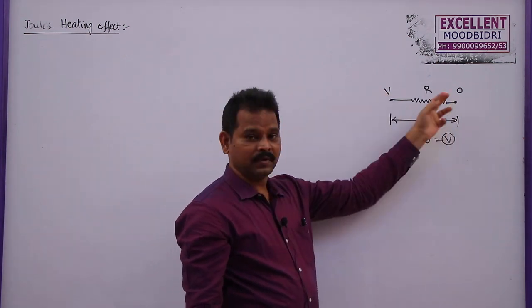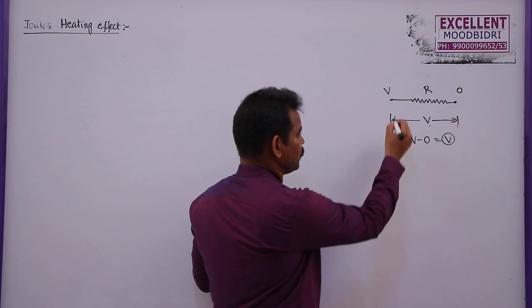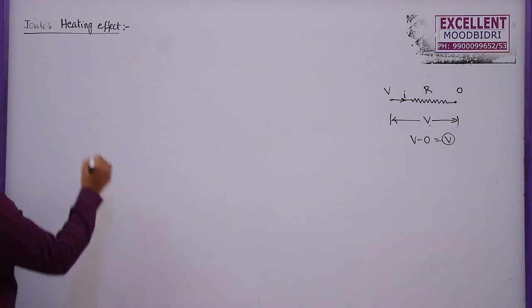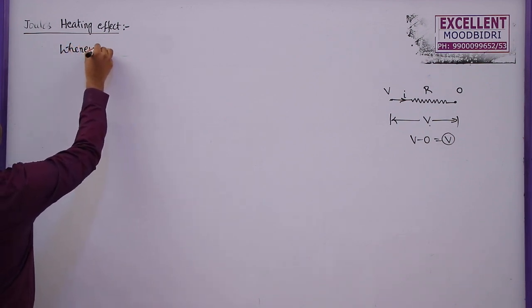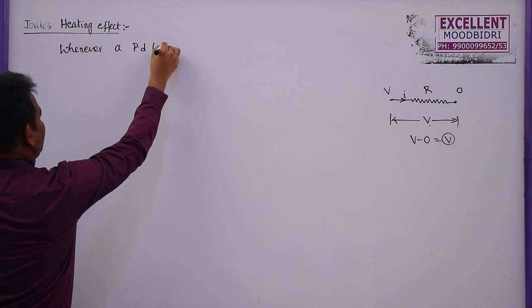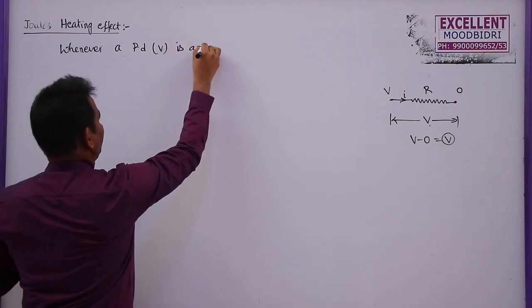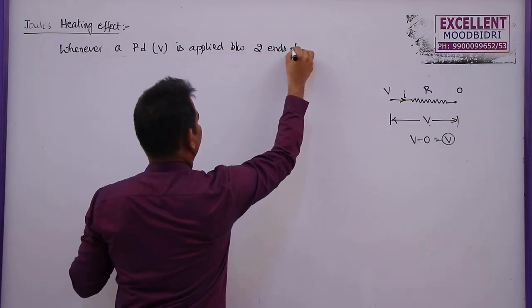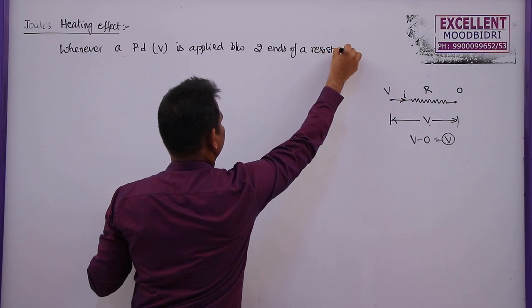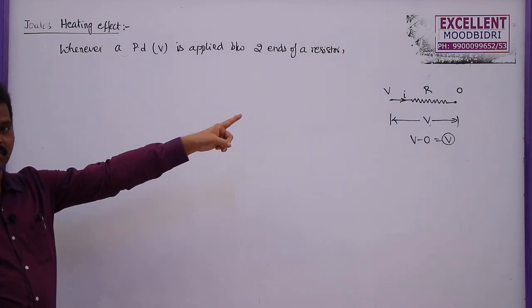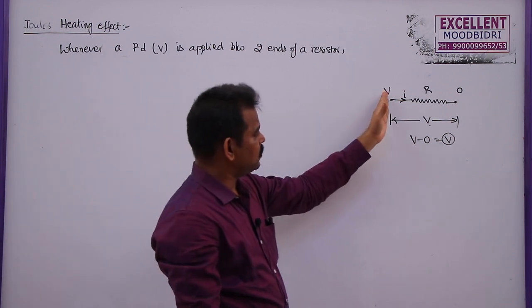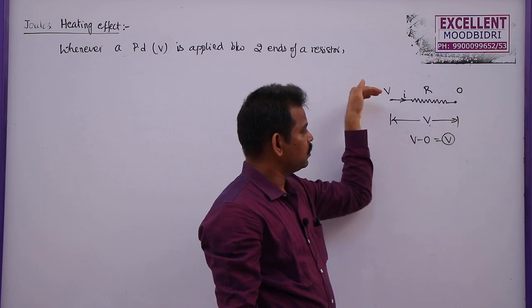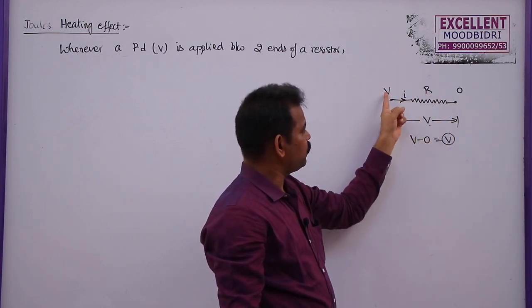Whenever there is a potential difference between the two ends of a resistor, a current will flow through it. The current that is passing through it is I. So whenever a PD of potential V is applied between two ends of a resistor, an electric field will be produced. Why? Because whenever there is a difference in potential, an electric field will be produced from high potential to low potential. In the direction of the electric field, potential decreases.